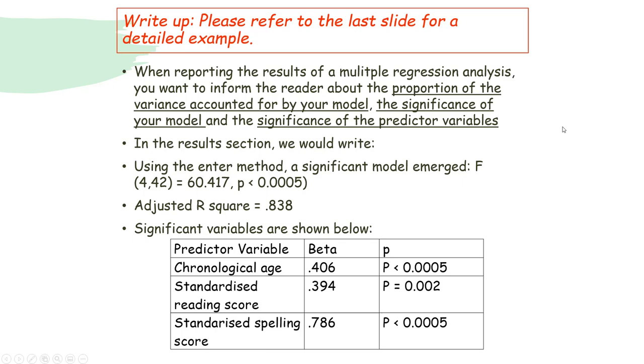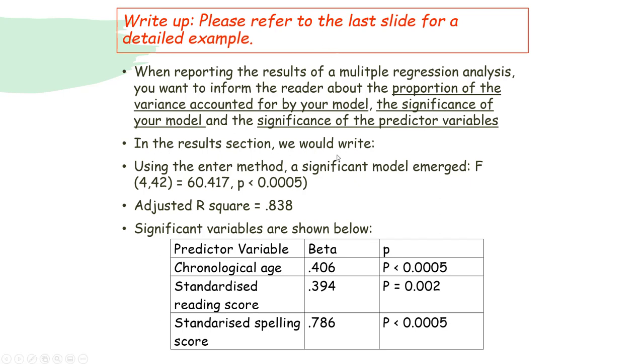So in terms of the write-up for this, when you're reporting the results of a multiple regression analysis, I've just done the single regression, the linear regression. This is now with multiple predictors. When reporting these outcomes, you want to inform the reader about the proportion of the variance accounted for by your model, the significance of your model and the significance of your predictors. So those three things are very, very important.